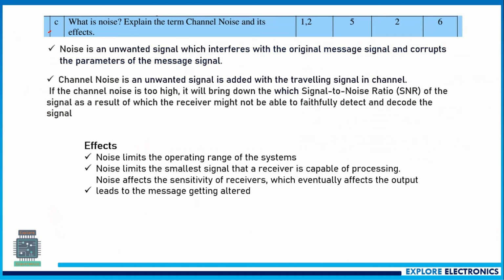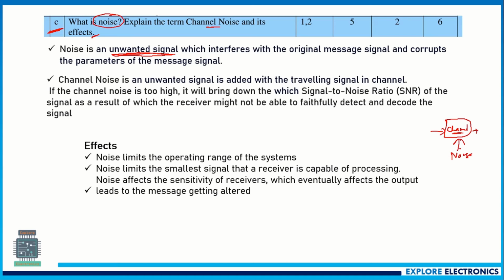The last question is, what is noise? Explain the term channel noise and its effects. First you need to write the definition of noise. Noise is always an unwanted signal. Even in communication, this noise will be added in the channel. So there will be a channel, and noise will be shown over here like this.